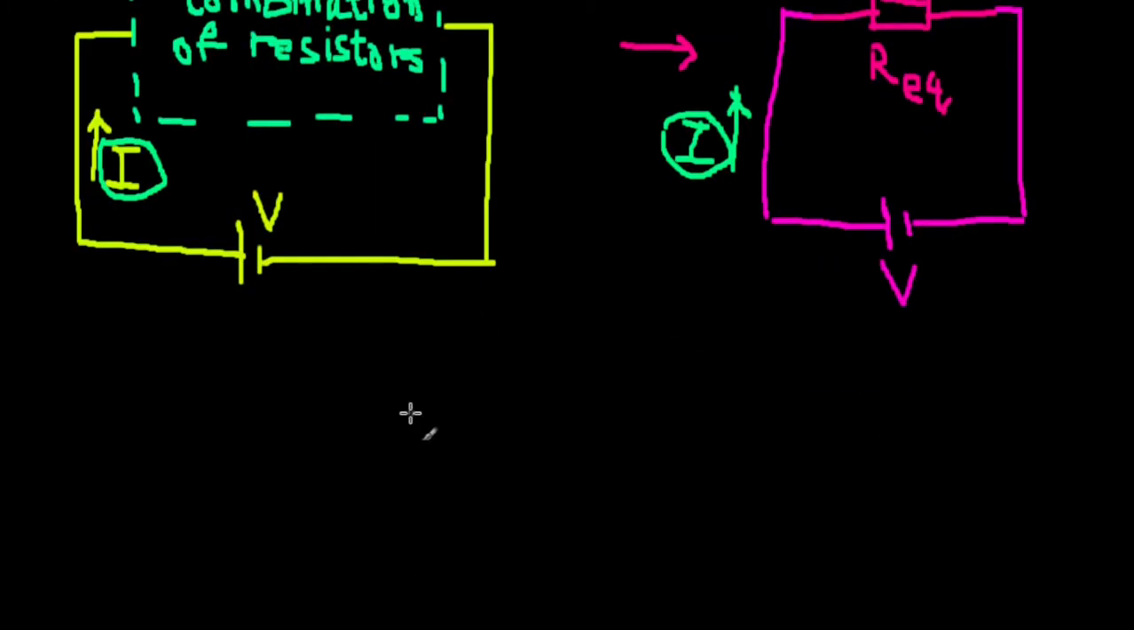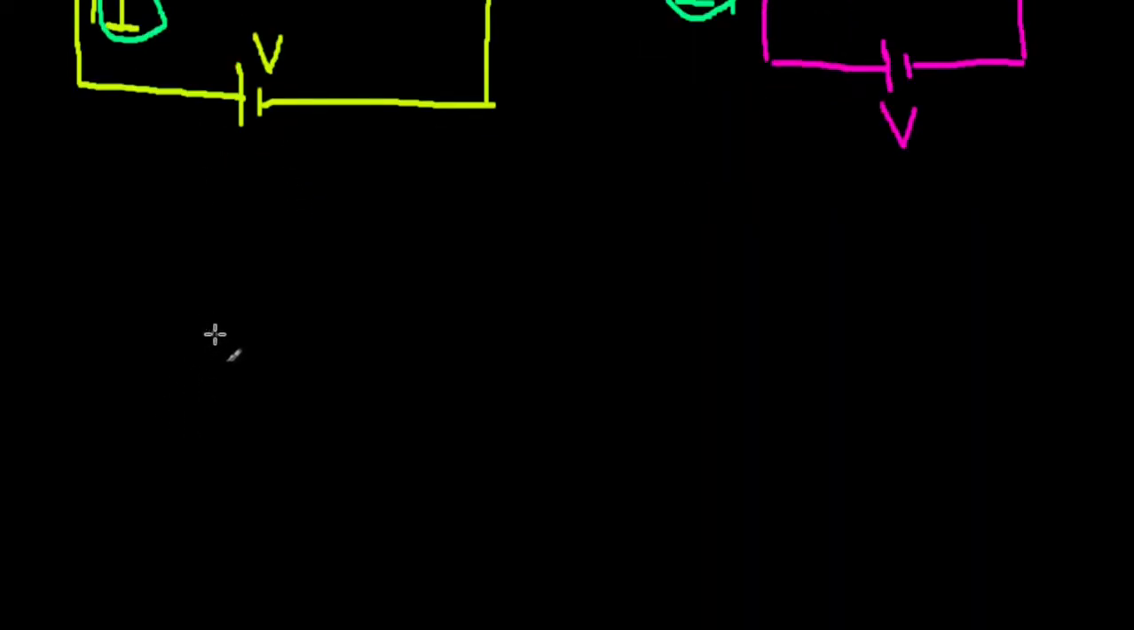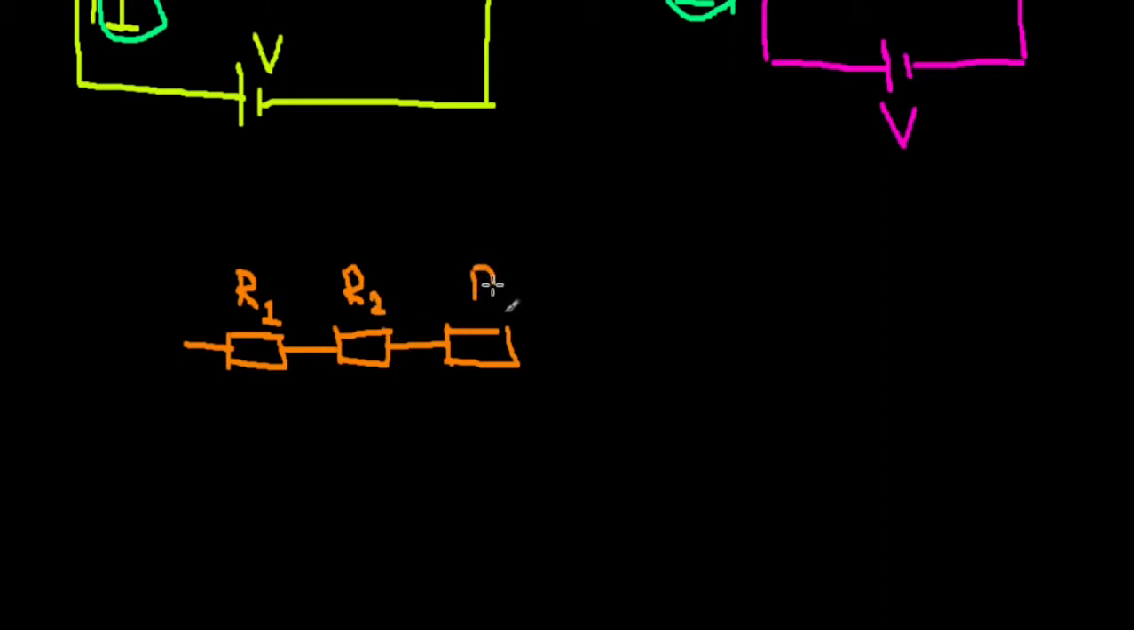Right, so first off, for a series combination, I'm going to do the same thing as I did here. My combination of resistors is going to be a series combination. This is going to be some combination of resistors which will be in series. Let's just do three for now. Now you could have any number of resistors in series. So you have R1, R2, and R3.